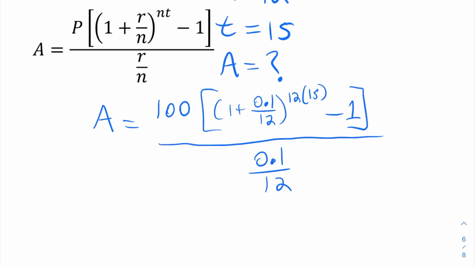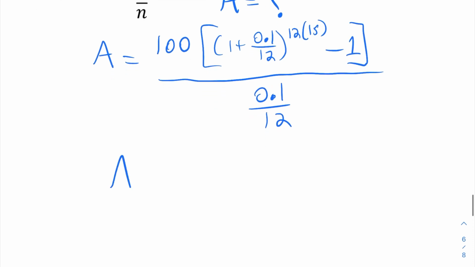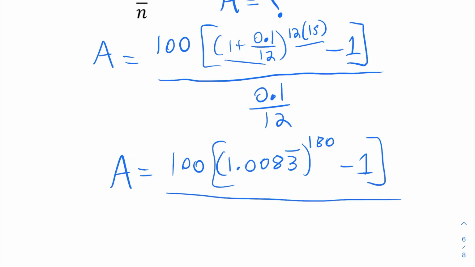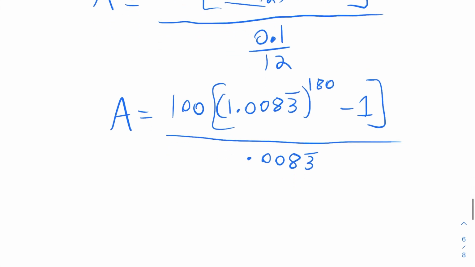So we would just do these calculations here. Let's see here. Okay, so this then is 100, and then this gives me 1.008 with repeating 3. And this is 180, and I'm going to subtract 1 away from that exponential. And then this is just 0.008 with that same repeating 3. So we just have to figure out what all this is equal to.